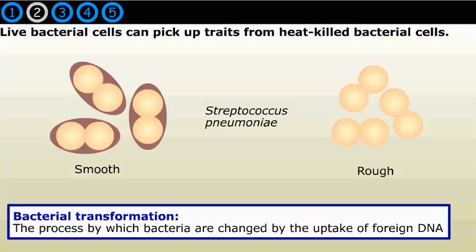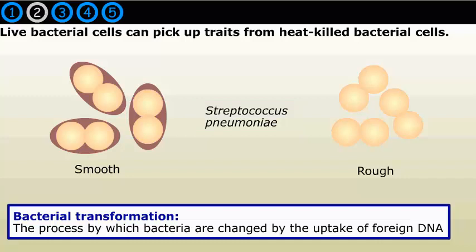The next groundbreaking experiment in the discovery of DNA as the genetic material was the first bacterial transformation, performed by British medical officer Frederick Griffith in 1928. Bacterial transformation is the process by which bacteria are changed by the uptake of foreign DNA. But at the time of Griffith's experiment, nothing was known about bacterial transformation. Griffith was studying the bacterium Streptococcus pneumoniae, which causes pneumonia in mammals.